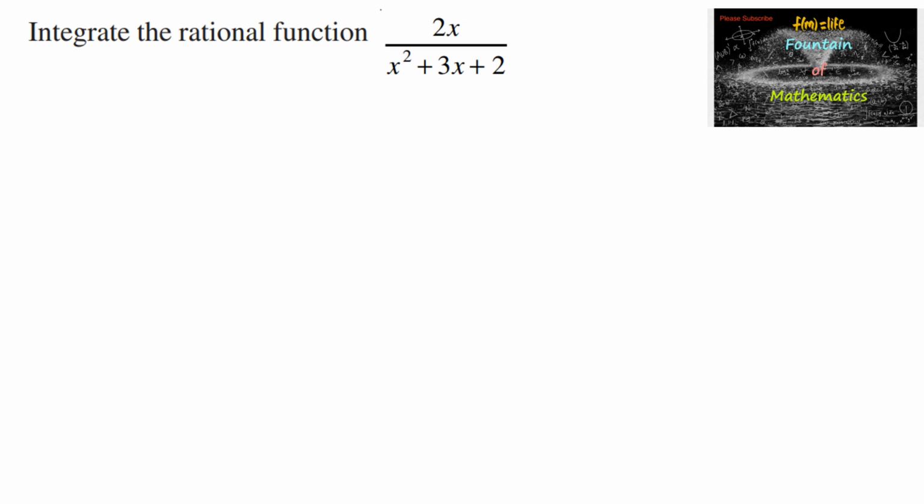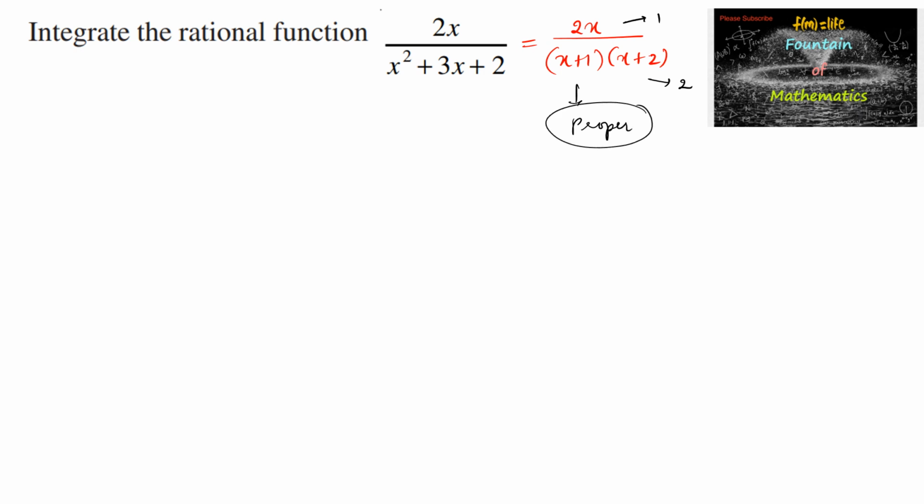Integrate the rational function 2x upon x square plus 3x plus 2. And here we can factorize it to x plus 1 into x plus 2. And hence we can say the degree of the numerator is 1 and degree of the denominator is 2. So it is a proper fraction.